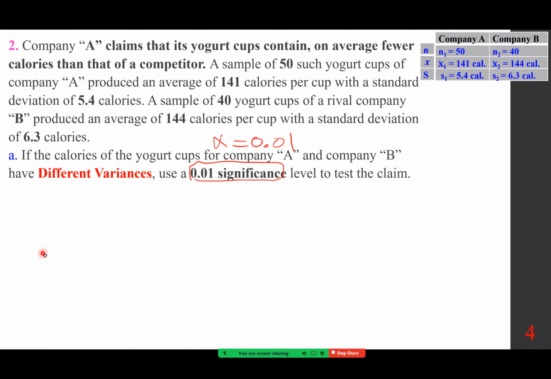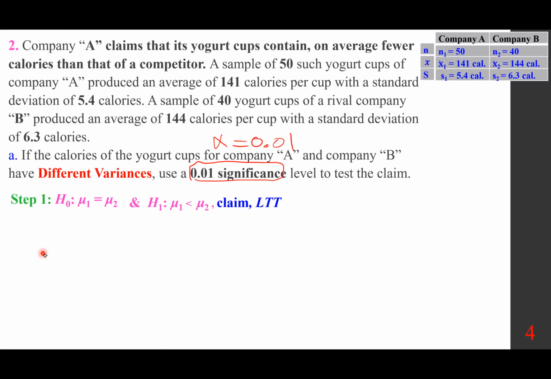There are 4 steps. Starts with step 1. H0: mu1 equals mu2. H1: mu1 is less than mu2. That is the claim, and that's the left tail test. First of all, less than means left tail test. Secondly, that's the claim from the company.